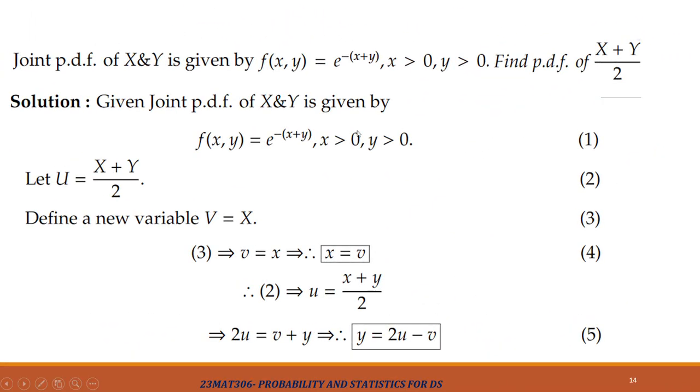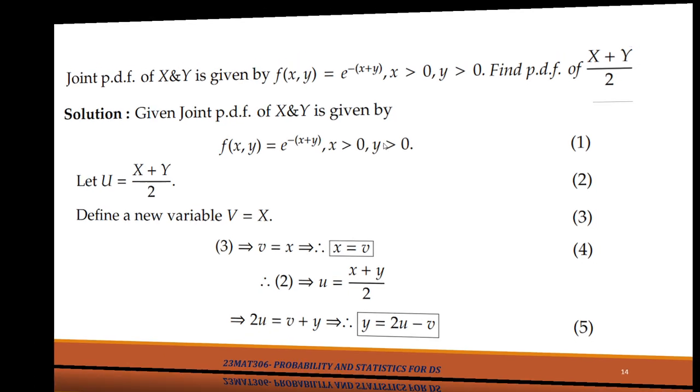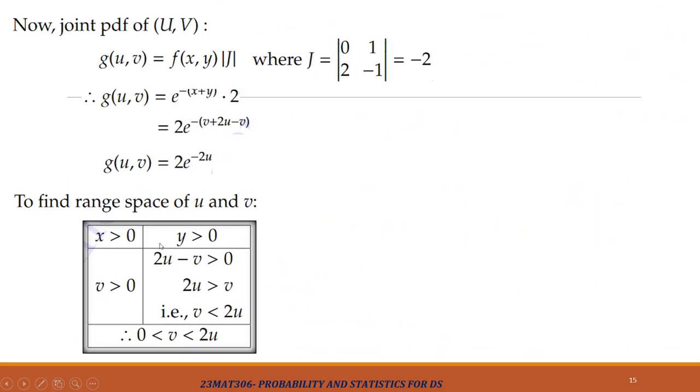It is already given that x is greater than 0, y is greater than 0. We have taken the new variable v equal to x, so we replace it here. So v is also greater than 0. Next, in terms of y, we found 2u minus v, and this is also greater than 0. Solving this, finally we get 2u greater than v. This is the same as v less than 2u; both notations are the same. Finally, we found the v range lies between 0 and 2u.